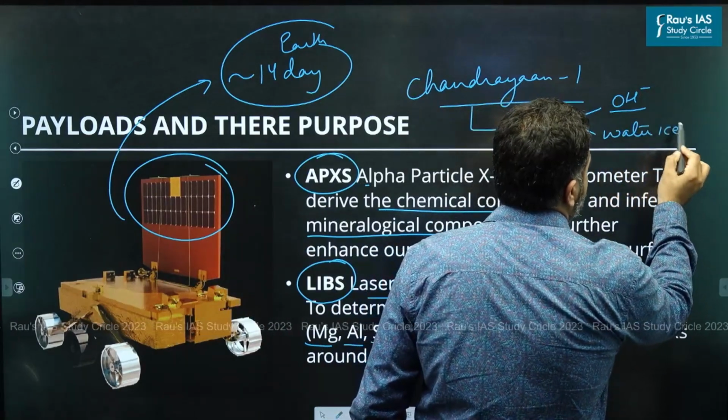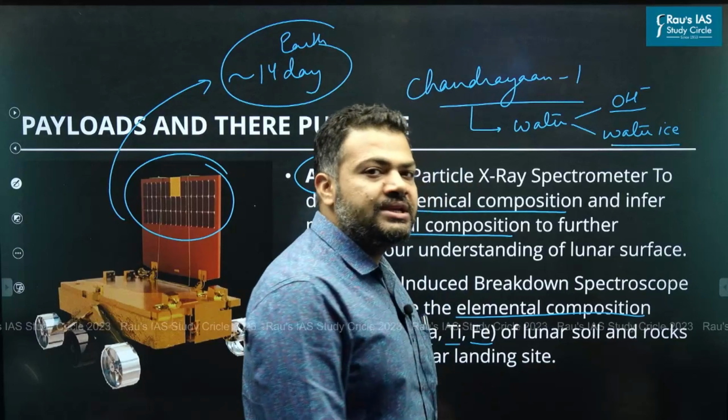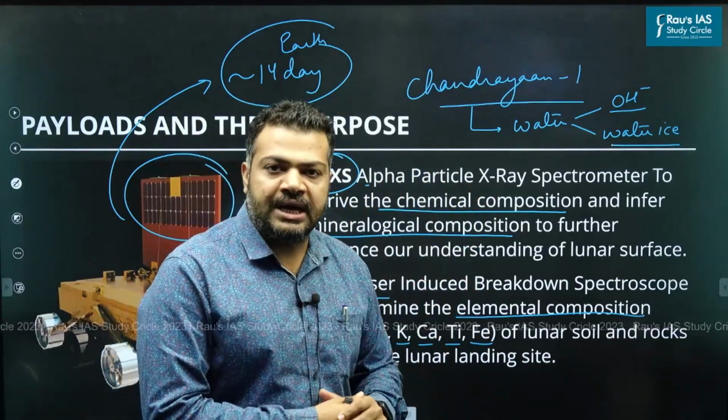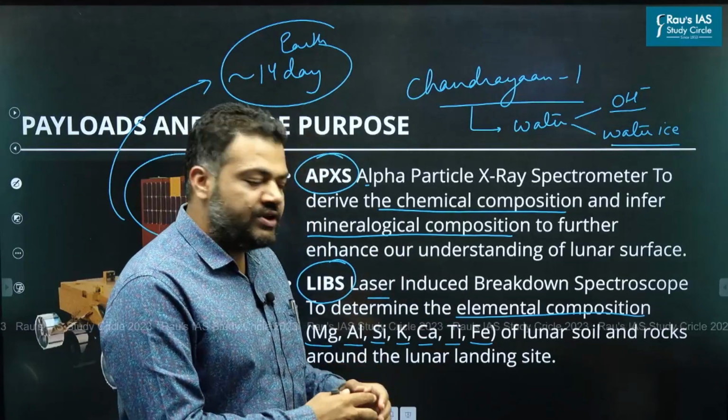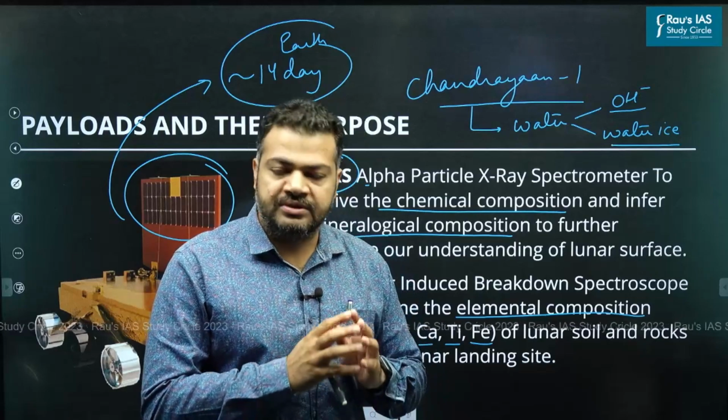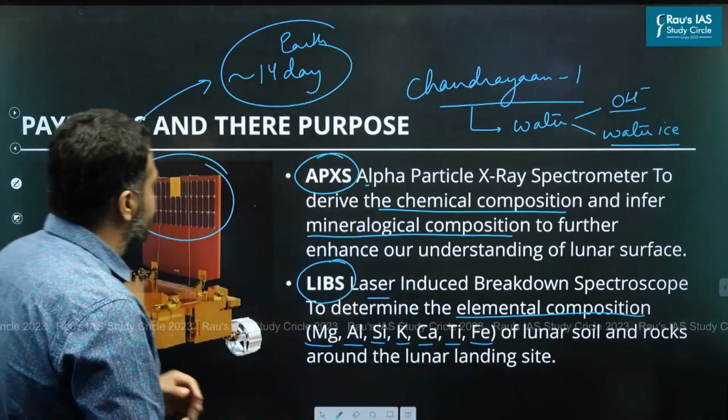Now with this particular achievement, it has already been confirmed that there is a possibility of hydroxides or OH group and water present. Along with that, if we are able to find these other elements also, the understanding of lunar mineralogy will definitely expand for the rest of the world as well.